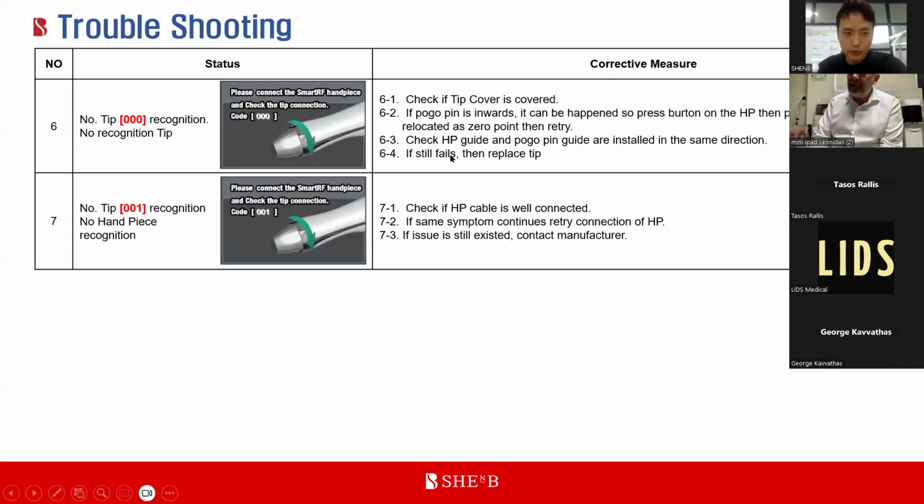And as I have told you, if we do not connect the tip correctly, this tip recognition error will come up, which is the most typical one, 000. And if the device cannot detect the handpiece, error code 001 will come up.